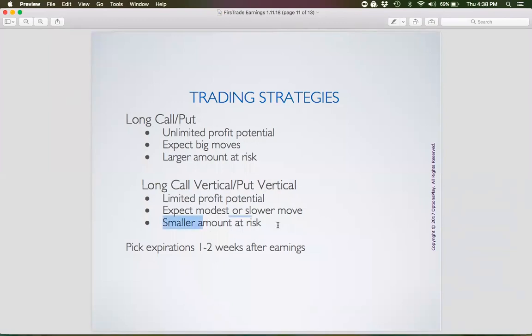Now, this type of strategy does put a smaller amount of capital at risk, because when you're trading a vertical, you're buying one call, but you're also selling another call, and that helps offset the cost of the trade, and also helps offset some of that time decay. And lastly, when you're picking calls and puts or these call verticals, like I said, you want to pick expirations that are at least 1 to 2 weeks past the earnings date.